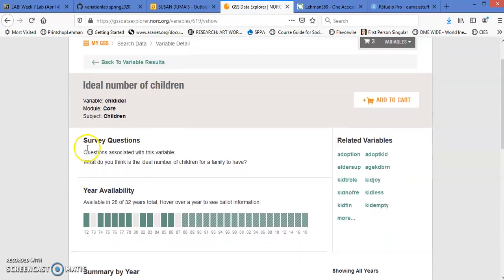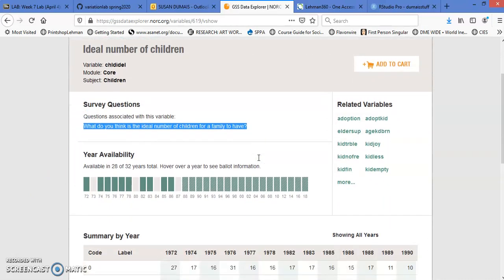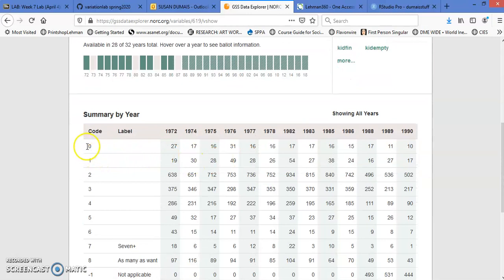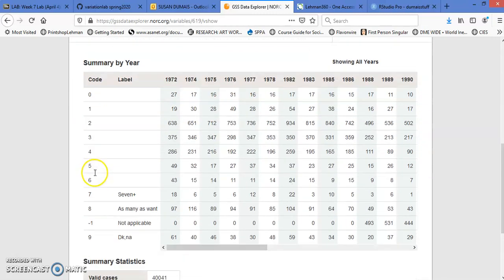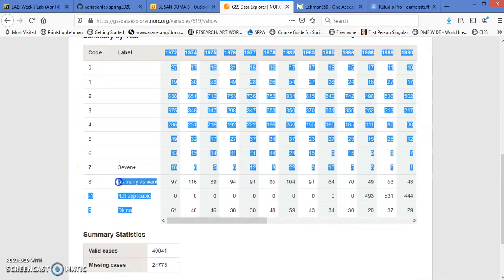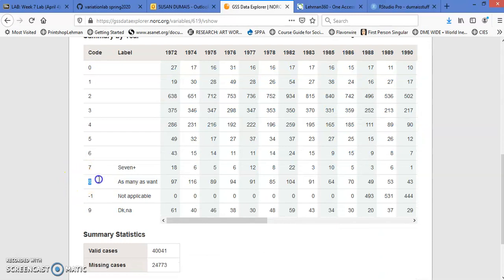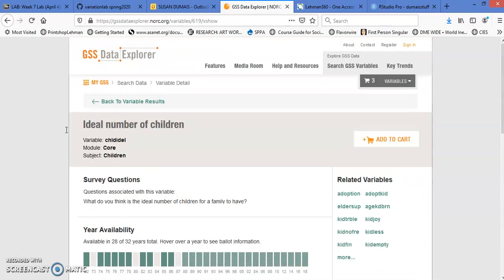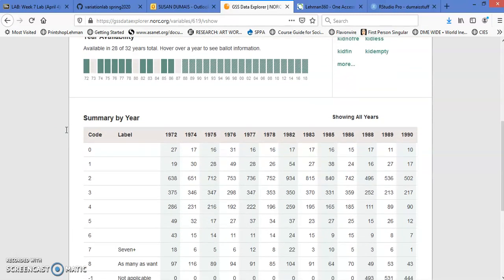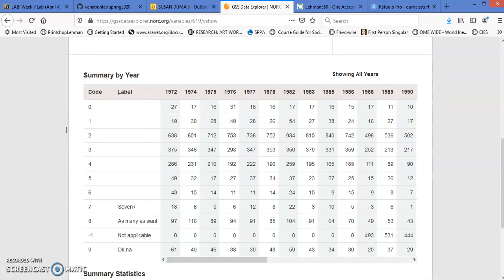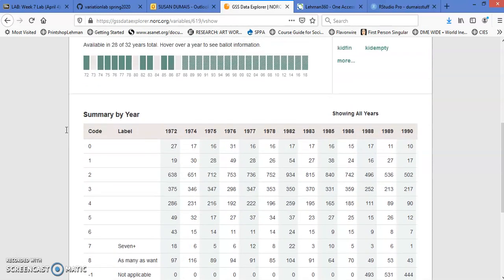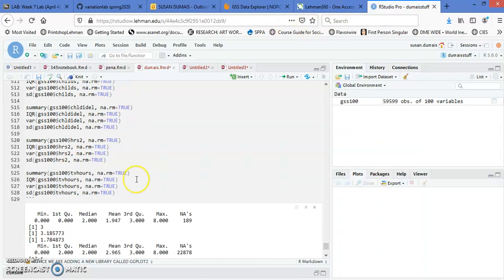So the question is, what do you think is the ideal number of children for a family to have? And you can see they can answer anywhere from 0 to as many as they want, which they cap as 8 kids. Okay. And you could do that with any of the variables if you weren't sure what the question was being asked for that variable, or what units it was being measured in, or what have you. Okay.